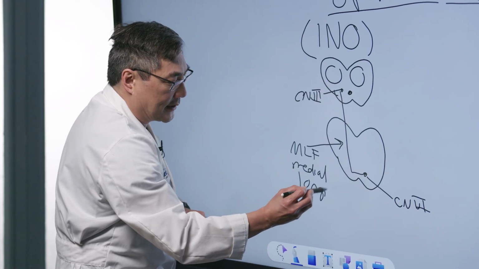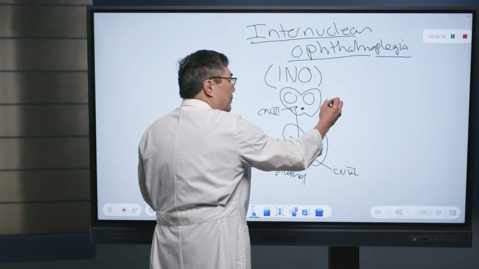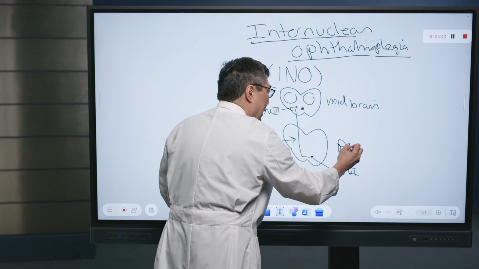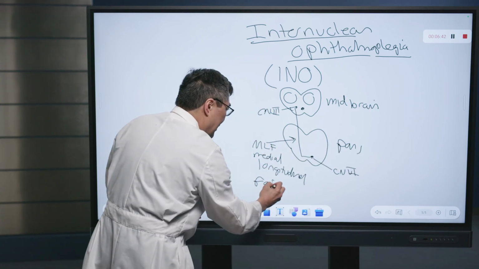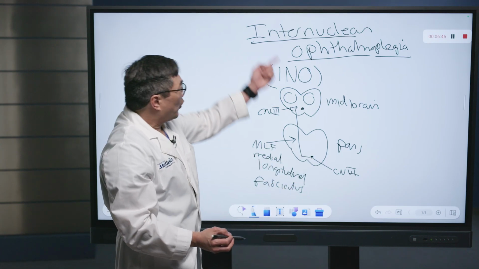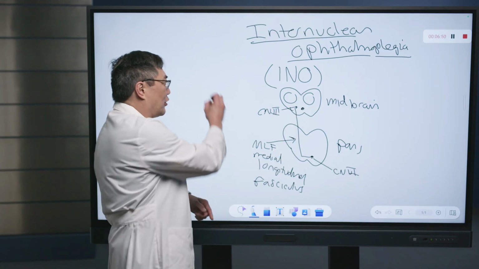It's medial because it's towards the midline. It's longitudinal because it runs up and down between the pons and your midbrain. And it's a fasciculus, which means it is a white matter tract that carries the information between the two nuclei. So the nuclei of 6 and the nuclei of 3 have to talk together.